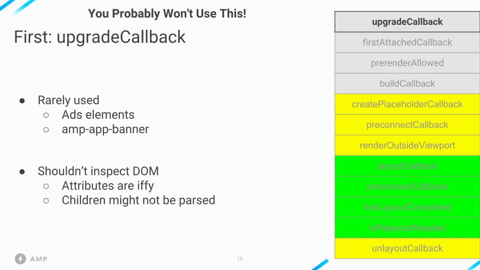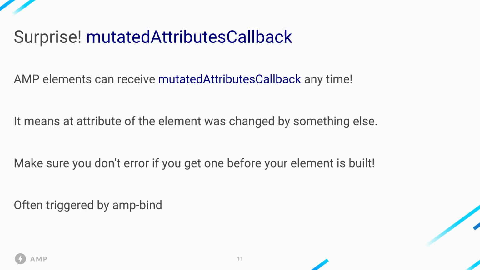You can't look at the rest of the DOM, and you may not have loaded the rest of the page. You can't guarantee that even your attributes are there or your child elements are there. Ads use it, AMP app banner uses it because they want to do things very early in the life cycle of the page. Most of you could just ignore it and let the default handler in base element just deal.